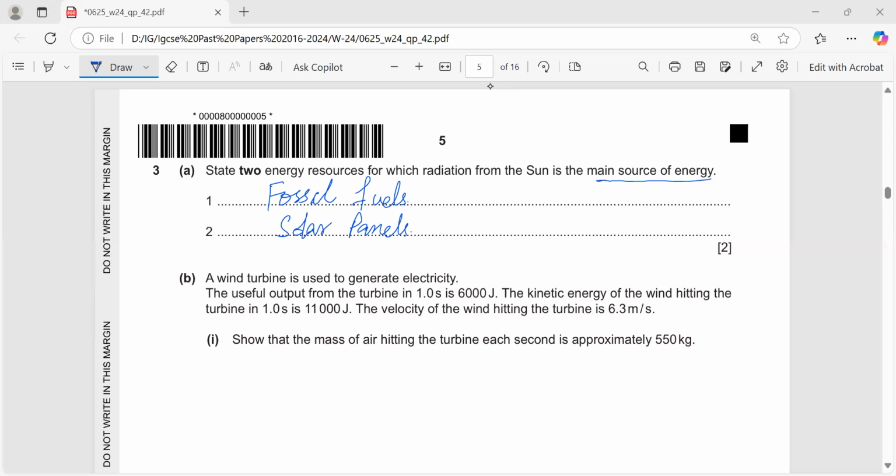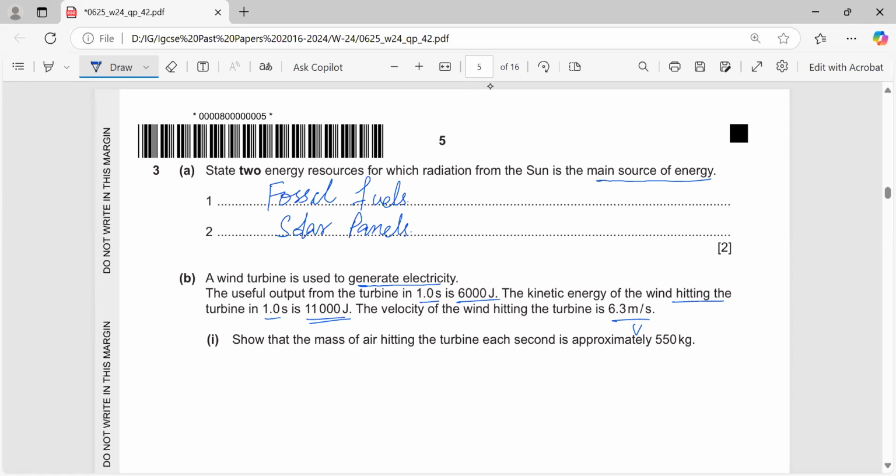A wind turbine is used to generate electricity. The useful output from the turbine in 1 second, so time is given, is 6000 joules, so this is output energy. The kinetic energy of the wind hitting the turbine in 1 second is 11,000 joules. The velocity of the wind hitting the turbine is this.